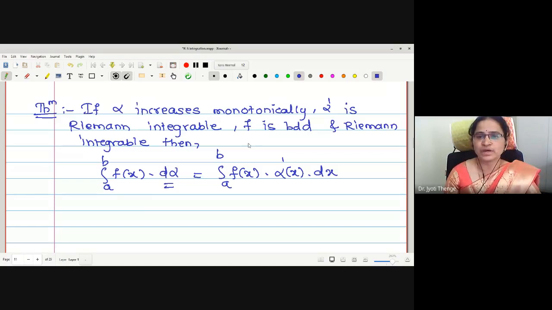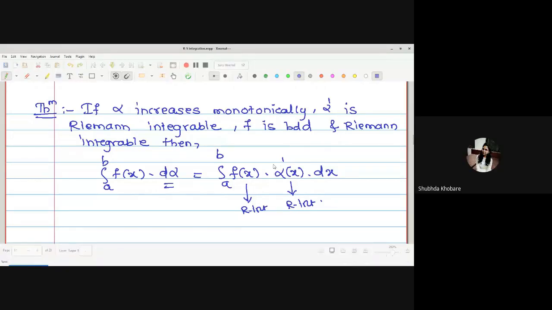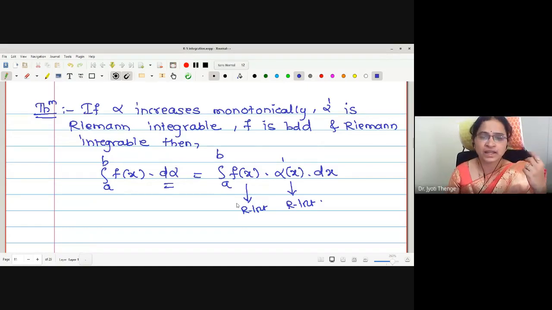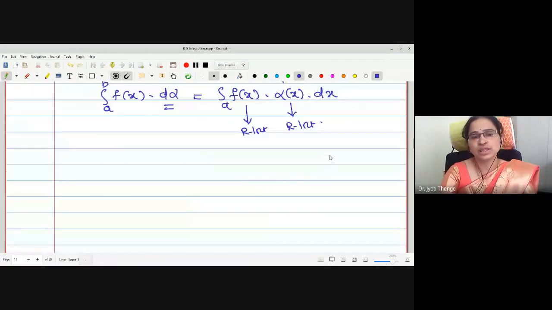Therefore, if both functions are R integrable, f and alpha dash, then what about their product? Will it be R integrable? Yes. Therefore the product, that is the integrand, is Riemann integrable, and the integration is taken with respect to x. Can you solve the example by using two methods, either the Darboux sum or the Riemann sum? So this theorem will help us to solve the example.